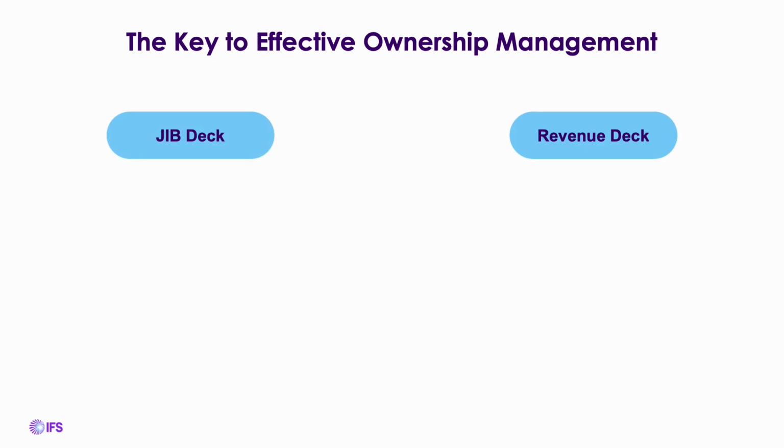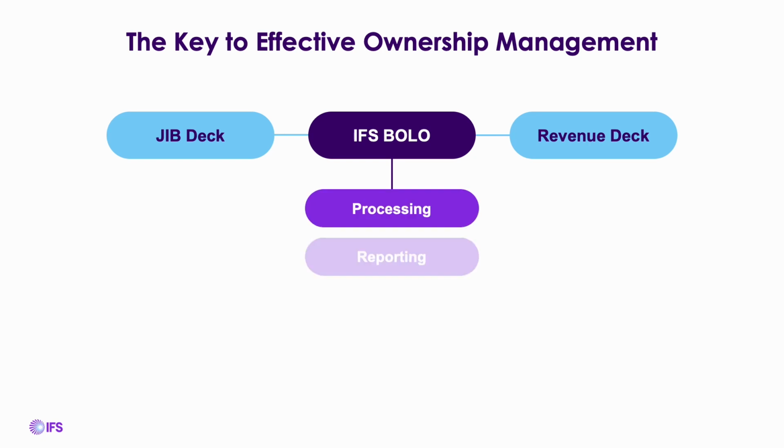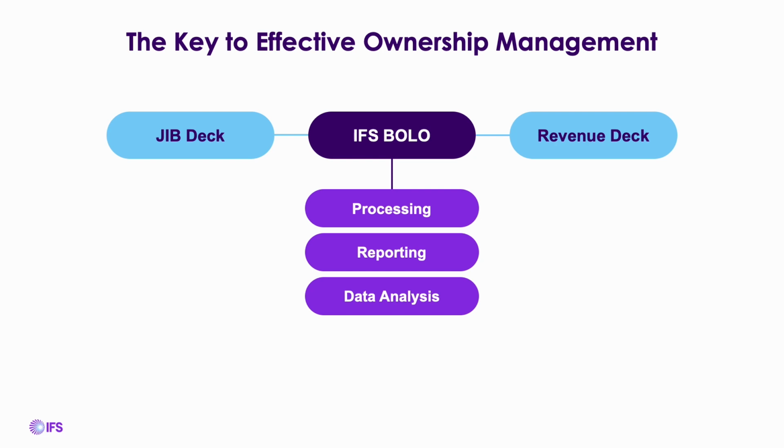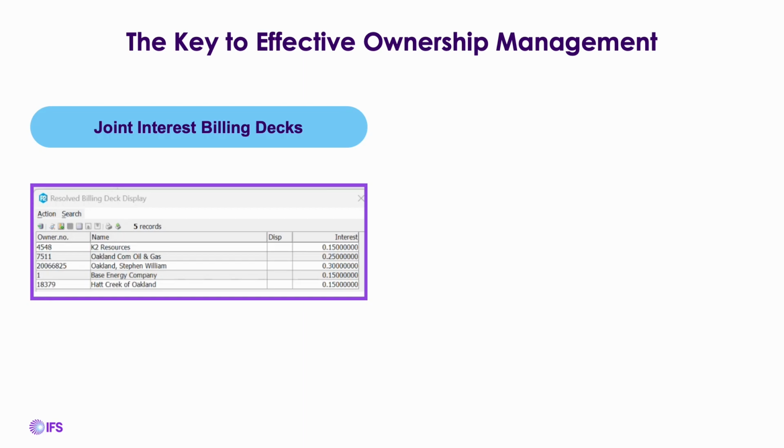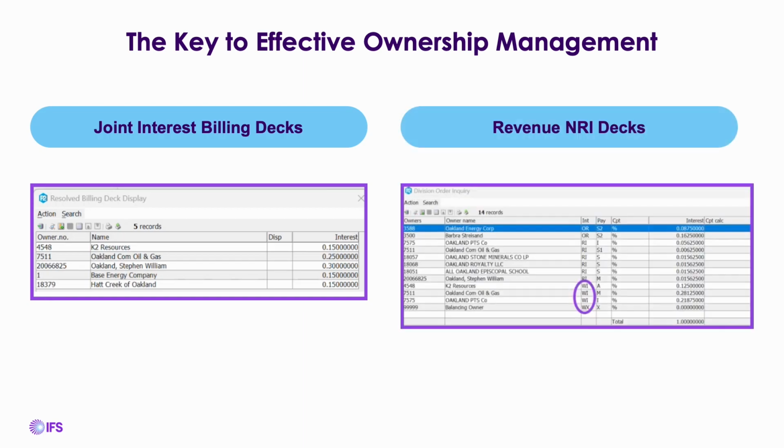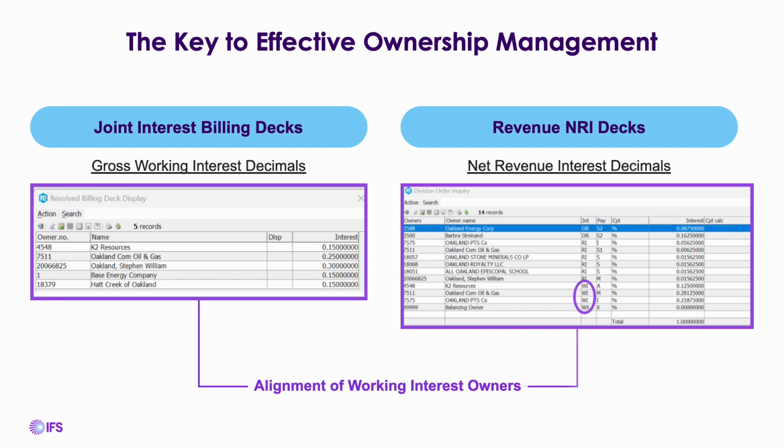While the key to effective ownership management is both JIB and revenue decks, the strength in BOLO's decks is the ability to leverage that single JIB and revenue deck for all processing, reporting, and data analysis needs throughout your ERP enterprise, all while still remaining compliant. As you create your JIB decks, and whether you need to set up an NRI deck or a burden-based deck to calculate your net revenue disbursement decimals, the primary principle utilized within BOLO is to enable you to maintain one single JIB and revenue deck.